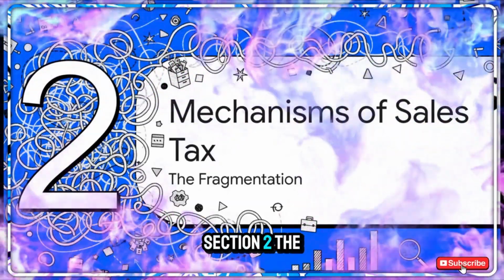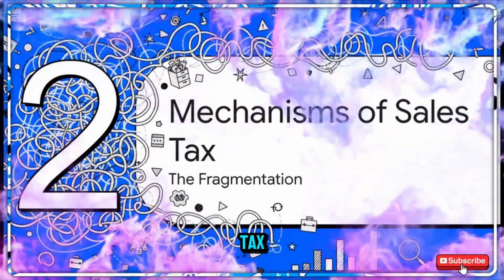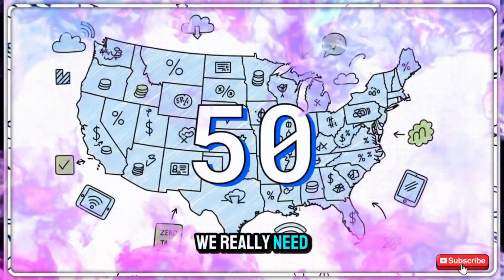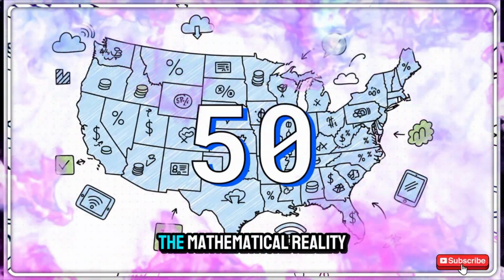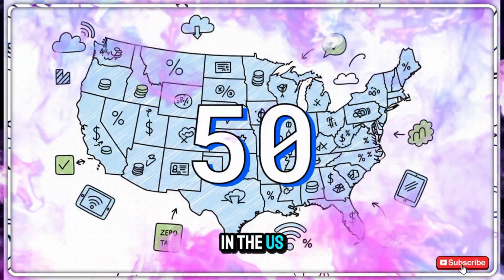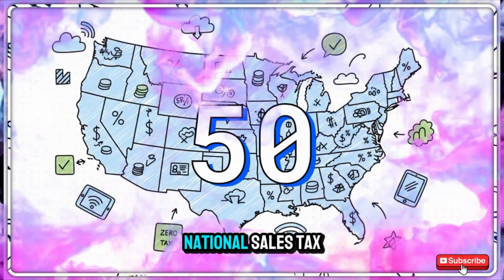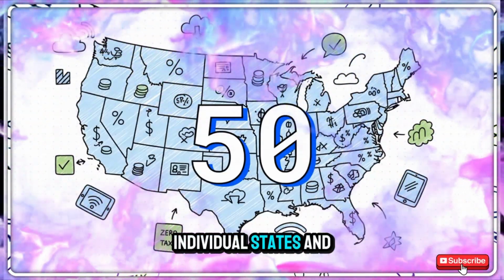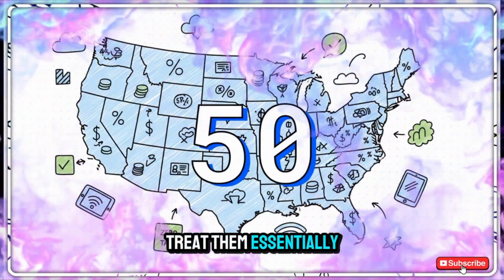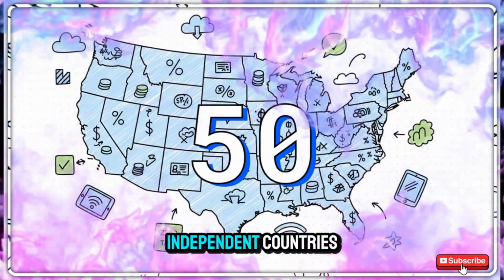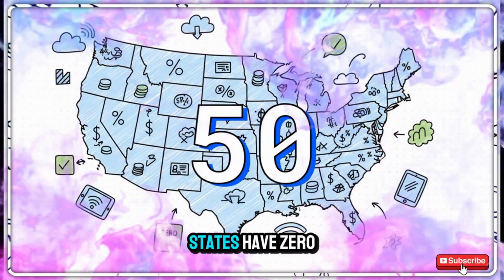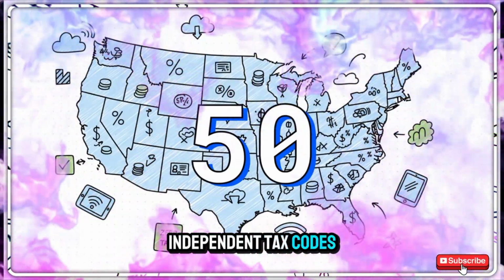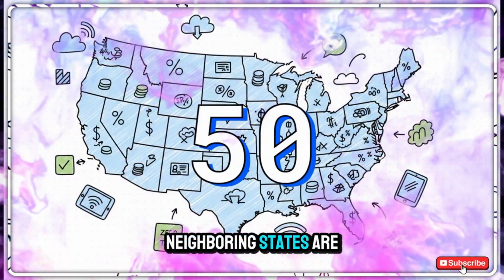Moving on to Section 2, the mechanisms of sales tax, or more accurately, the incredible fragmentation of it. We really need to leave the theory behind for a minute and look at the mathematical reality of compliance in the US. There is no national sales tax, none at all. Instead, there are 50 individual states, and for tax purposes, you have to treat them essentially as 50 entirely independent countries. Now, a few states have zero sales tax, but the vast majority aggressively write their own independent tax codes, completely ignoring what their neighboring states are doing.